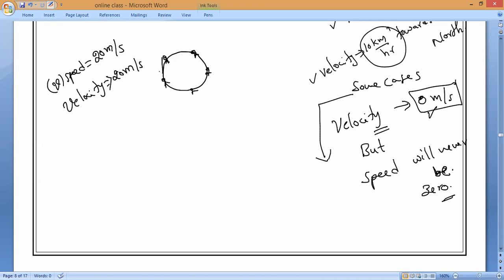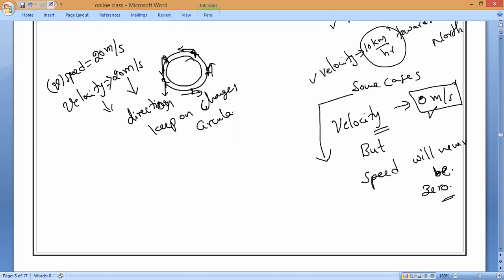So circular path means at every point the direction will change or not? Everybody? Yes, sir. At every point the direction will keep on changing. So the velocity also, what is happening? 20 meter per second, but the direction is always changing. Understanding? The direction keeps on changing when you are in which motion, guys? Circular motion. Is it clear?